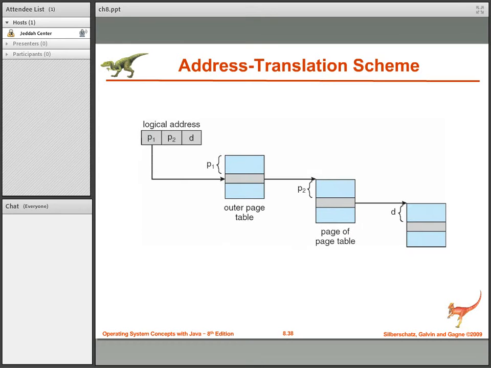The address translation scheme here has the logical address P1, P2, and D. First, in the outer page table, you find where P1 is, and then this will guide you to the page of the page table, which is the inner page table, and this is indicated by P2. Finally, this will guide you to D, the displacement in the actual physical memory.